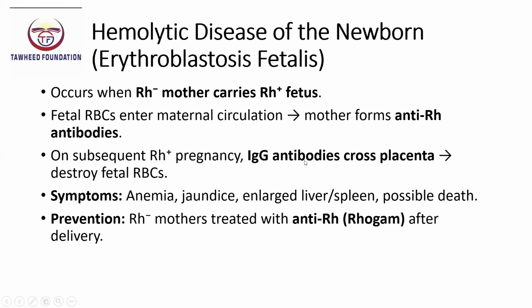the fetal cells. The baby may develop anemia, jaundice, an enlarged liver or spleen, and in severe cases, death. Administration of anti-Rh immunoglobulin, that is RhoGAM, to the mother after delivery prevents antibody formation and protects future pregnancies.